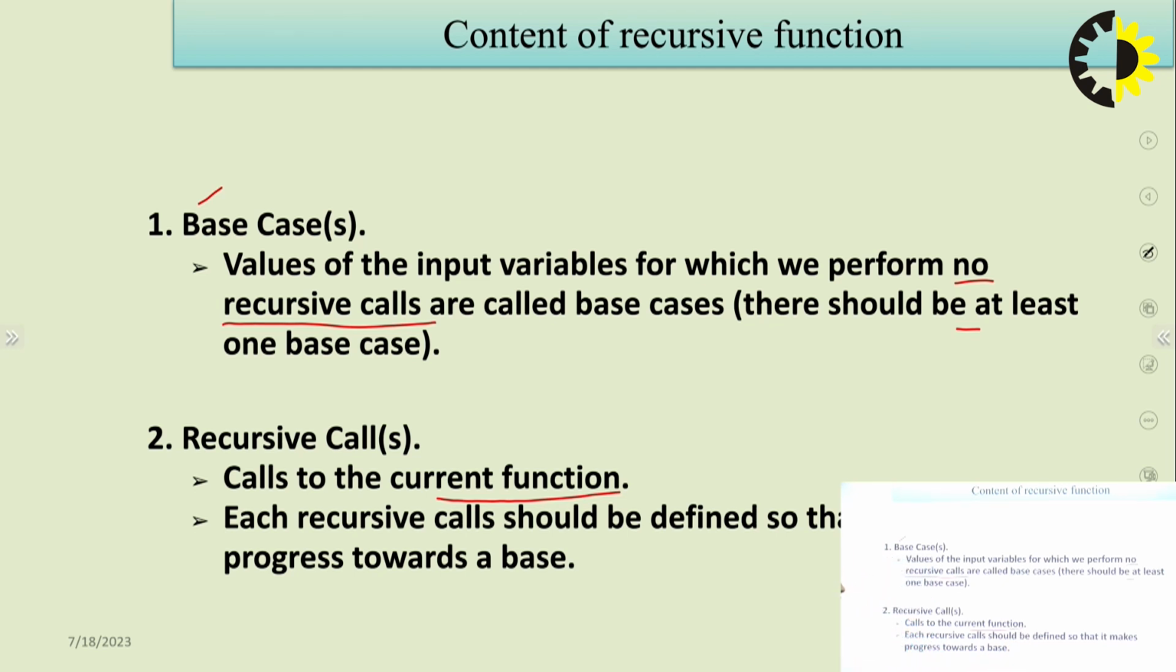Each recursive call should be defined so that it makes progress towards the base case, meaning on the calling of the recursive function we set a different parameter, just like in this example, when the recursive call is for a different parameter. Here the parameter is n and here n minus 1. Why n minus 1? Because this is approaching towards the base case. Our base case was n equal 0. So as time goes, the value decreases and reaches the base case.